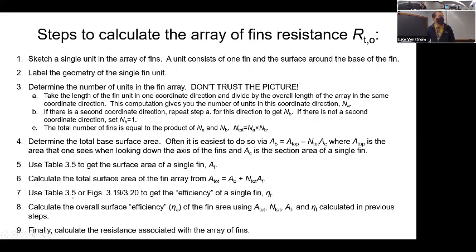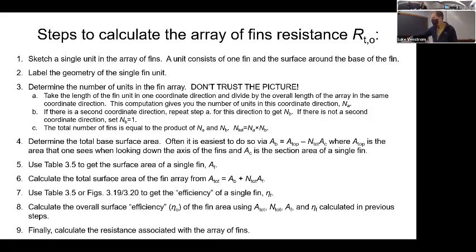So go back to table 3.5, or there are going to be some helpful figures for circular geometries to get the efficiency of a single fin. You'll be able to just calculate it. Okay? Once you've got the single fin efficiency, now you've got all the pieces of the overall surface efficiency. You need the total area, the number of fins, the single fin area, and the single fin efficiency. You calculate it, and now you've got all the pieces of the resistance, the overall surface efficiency, the convection coefficient, and the total area of the array, okay?